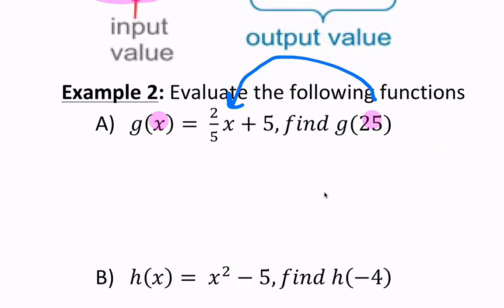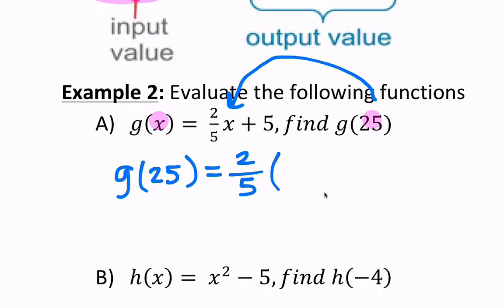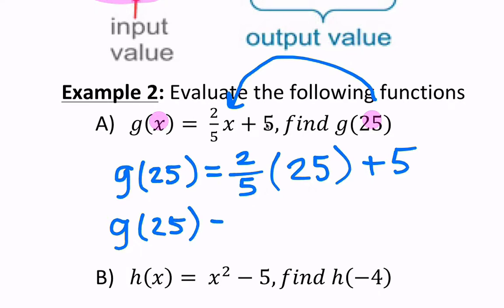All right, so g of 25 will equal 2 over 5. When you plug in, you use parentheses. So instead of this x, I'm going to put a parentheses and plug that 25 in. Close parentheses. So I have 2 over 5, I plugged in 25 for x. Now I'm going to write plus 5. So g of 25 is equal to, now we're going to type this piece into the calculator.